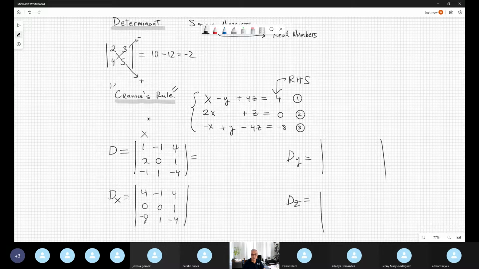Likewise, Dy would be 1, 2, negative 1 staying the same like the original, then 4, 0, minus 8 in the y column, and the z column stays the same. And Dz is 1, 2, negative 1, negative 1, 0, positive 1, but you replace the z column with 4, 0, and minus 8. This is the z column. Do you follow me? Does everyone understand this very well or no?